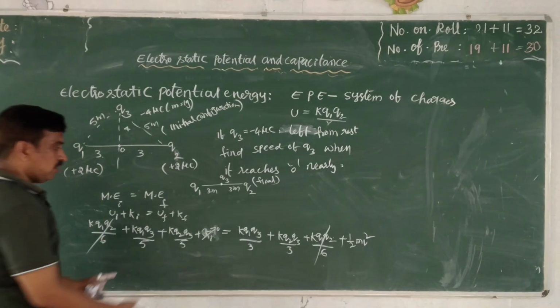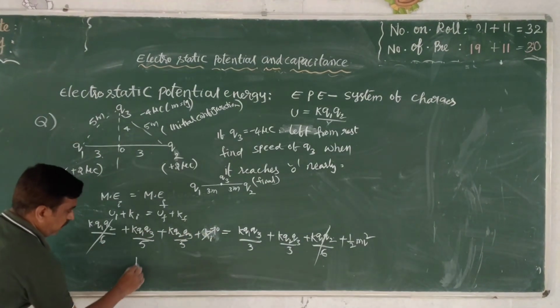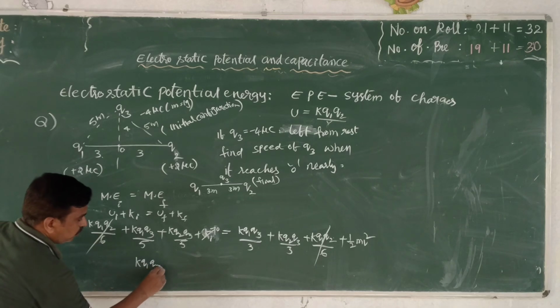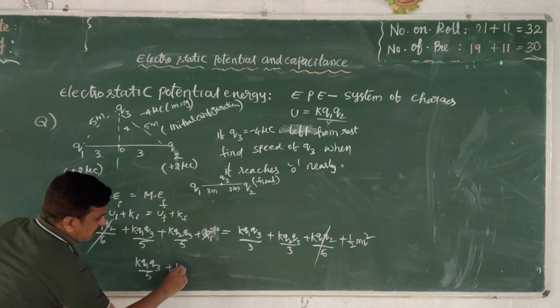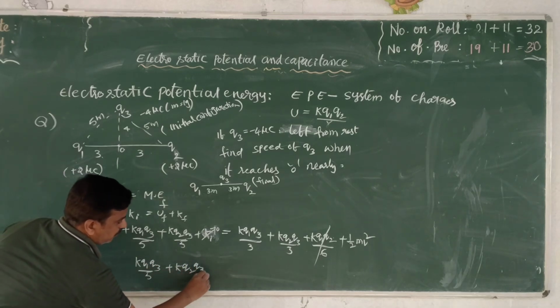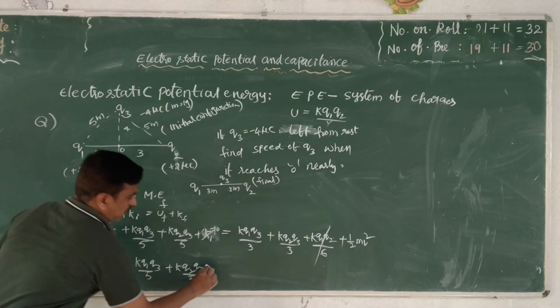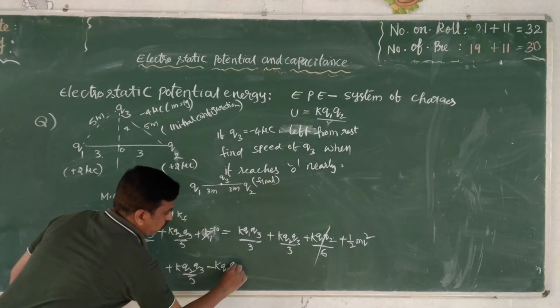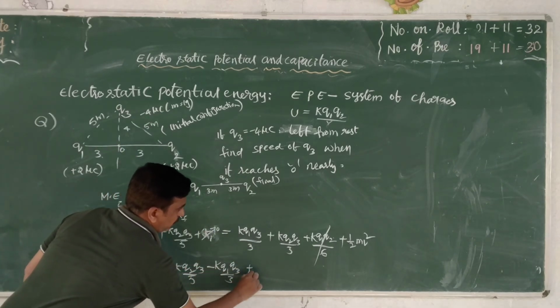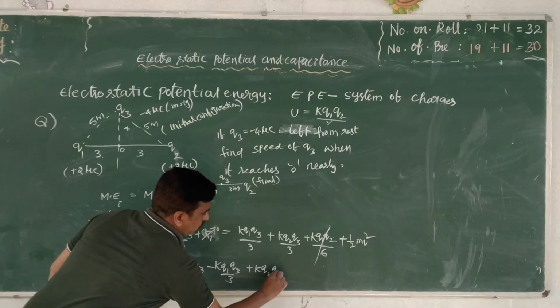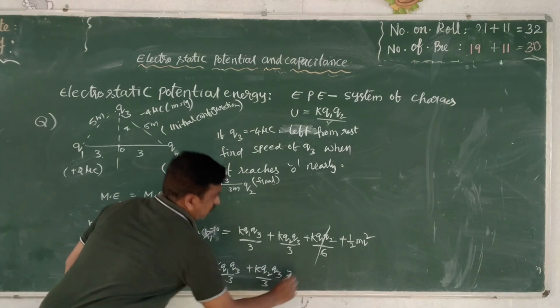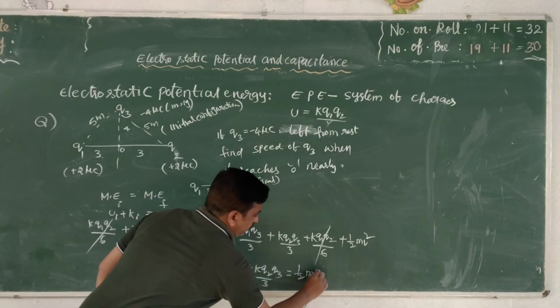What we have, this will be changed to this side. I write here K Q1 Q3 by 5 plus K Q2 Q3 by 5. It will change to here minus K Q1 Q3 by 3 plus K Q2 Q3 by 3. That equals half m v square.